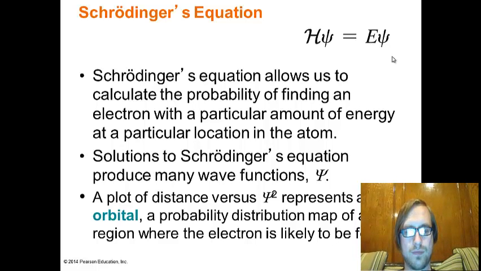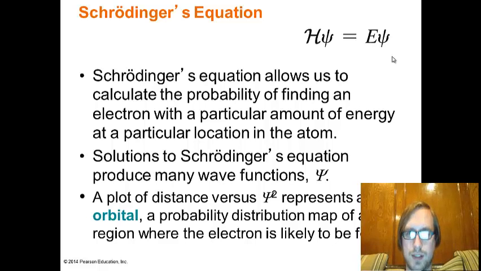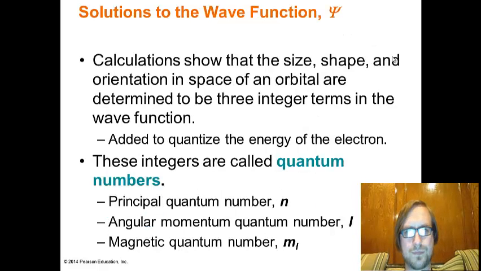If we square psi and plot it versus distance, we start to get orbitals. We get probabilities. The square of psi, the square of the wave function, gives us probability. And we can distribute it to figure out where the electron is going to be.